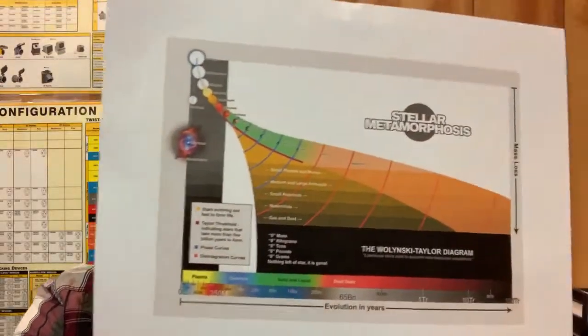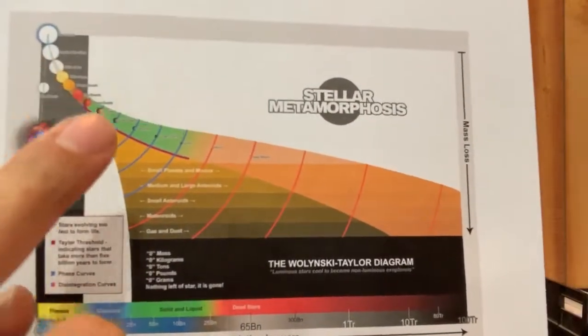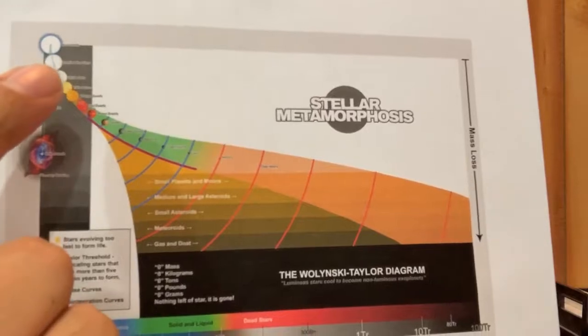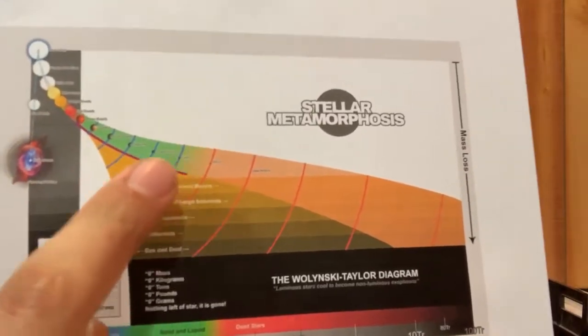Mickey Callahan sent me a message stating that somebody had a problem with how I formed granite, and they said that the Wolynski-Taylor process, no, it's the Wolynski-Taylor diagram. Stellar metamorphosis is the theory. There is no Wolynski-Taylor process. That's not true. It's a diagram of stars as they evolve from hotter, brighter states into much more evolved states.